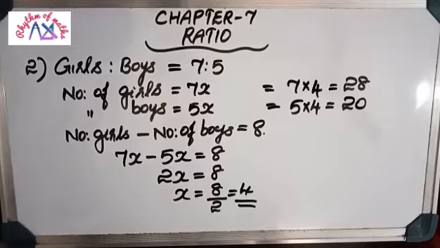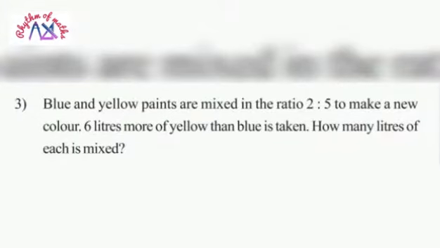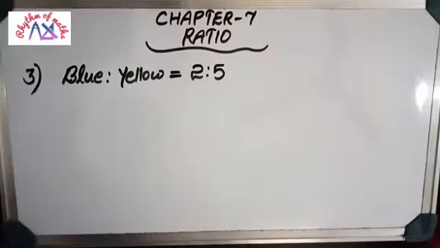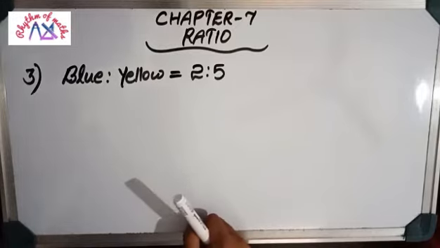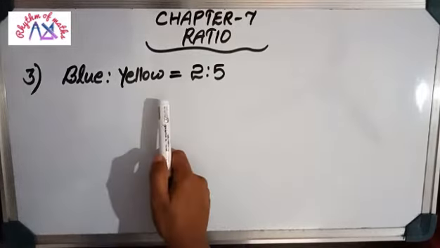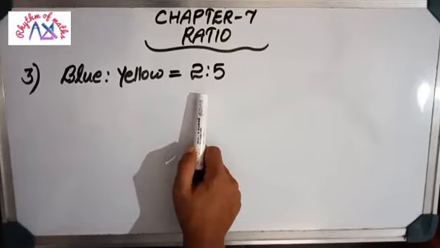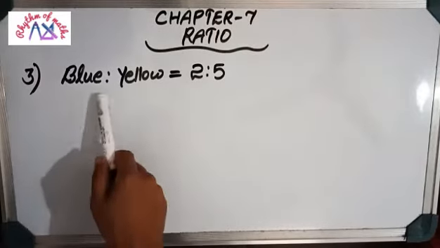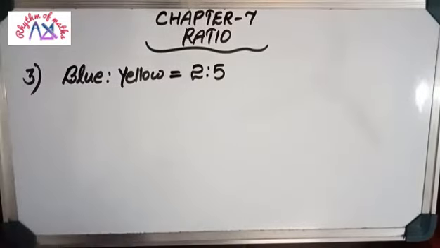Now let's do the third one. Next, question number 3. Blue and yellow paints are mixed in the ratio 2:5 to make a new color. 6 liters more of yellow than blue is taken. How many liters of each is mixed? In the third question, it is given that to make a new color, blue paint and yellow paint are mixed in the ratio 2:5. So blue paint to yellow paint ratio is 2:5.